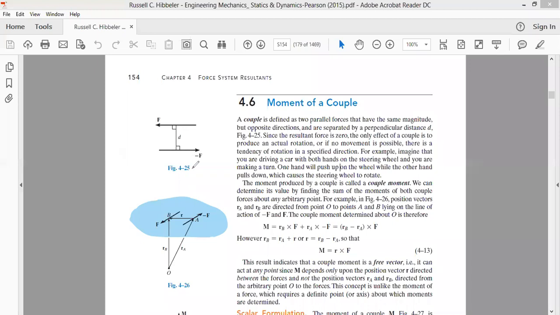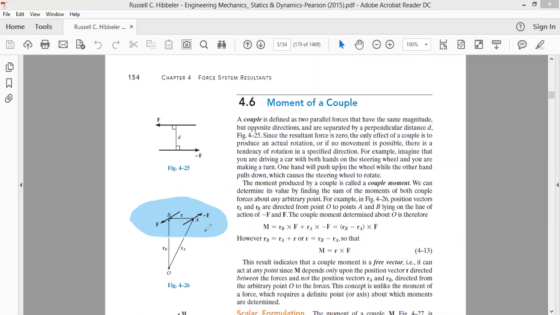As far as the couple is concerned, when we have a body such that on it we have two equal and opposing forces acting, such that in between the two forces there is a perpendicular distance, we can simply say that this body is under the influence of what we call a couple. Now, how do we measure the couple?